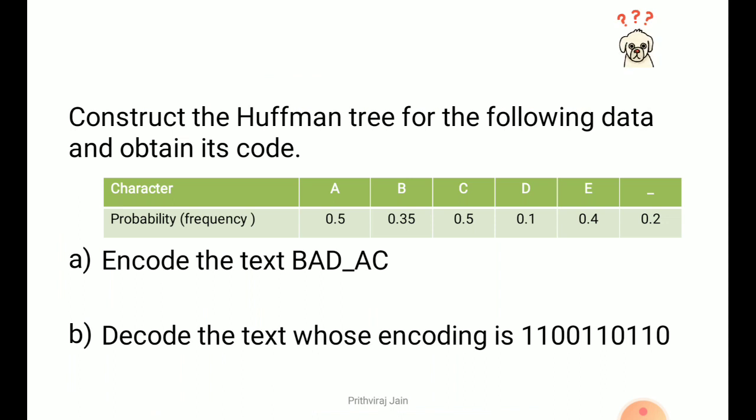Now this is the given problem. Construct the Huffman tree for the following data and obtain its code. Within this table, two things are given: one is character, another is probability. If the probability is not given, then we have to calculate the frequency of each and every character. Here the probability is already given. The first question is to encode the text bad_AC. The second question is to decode the text whose encoding is 1100110110. Okay, so this is the given question.